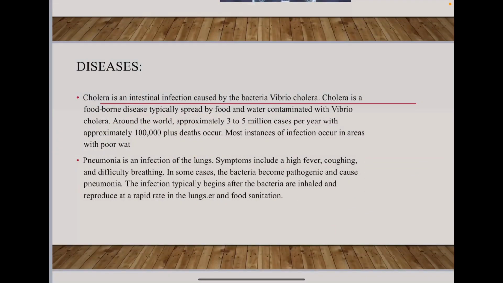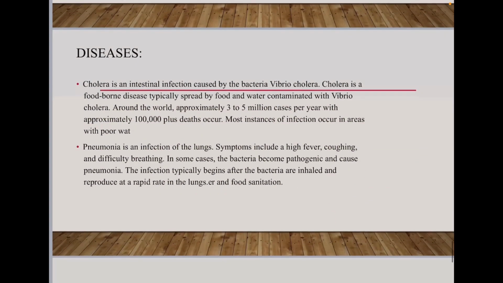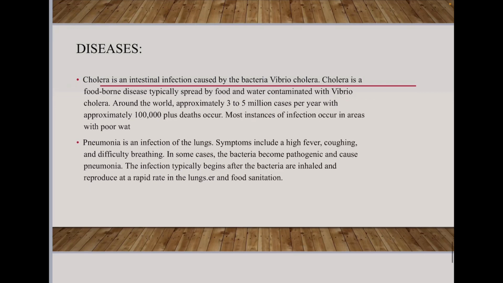Some diseases are like cholera. Cholera is an intestinal infection caused by the bacteria Vibrio cholerae. It's a foodborne disease typically spread by food and water contaminated with Vibrio cholerae. Around the world, approximately 3 to 5 million cases occur per year, with approximately 100 thousand plus deaths.